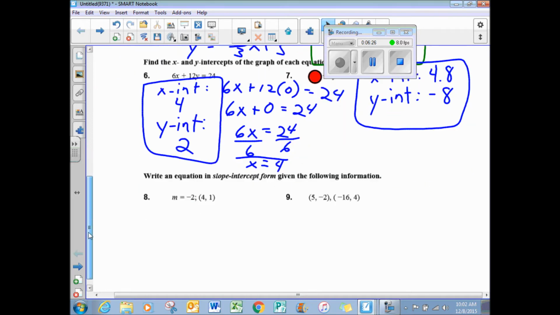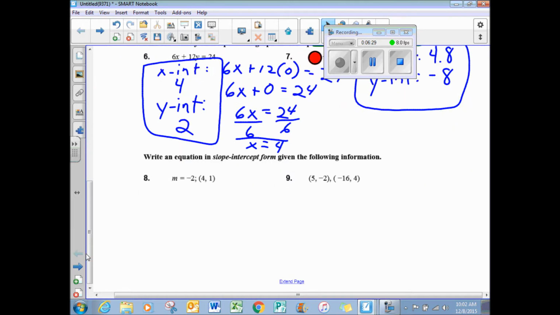So we have number 8 and number 9. On number 8, if I want to write these in slope-intercept form, what do I need? The slope and the y-intercept, because I need y equals mx plus b, right? So far I have y equals, I have the m, but I don't know what my y-intercept is.